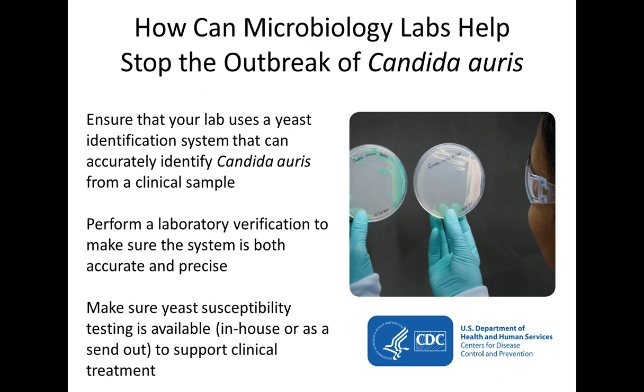And you want to make sure yeast susceptibility testing is available for clinically relevant isolates. This can either be in-house, which is more unusual, we do in-house testing at UCLA for Candida, or as a send-out to support clinical treatment. This really helps in the case of identification as well. So if you have a Candida that couldn't be identified to species, but you're able to do some susceptibility testing, potentially you can guide therapy before that full species identification comes through.